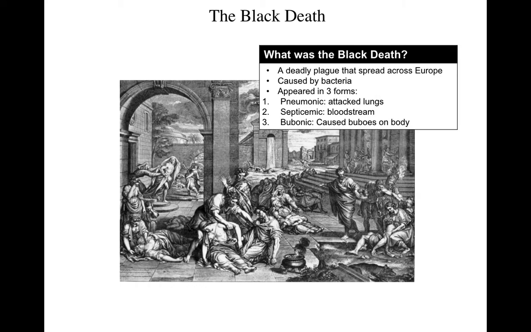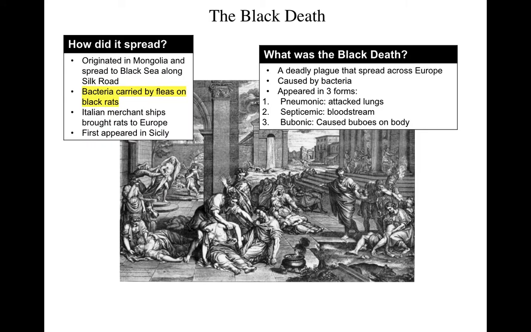So the Black Death, what was it? It was a deadly plague that spread across Europe. It was spread by bacteria. Remember, it was on the rats from Kaffa, okay? And there were 3 forms of it. The most common form was the bubonic. That's the third one on here. That's caused by buboes on the body, which were like big open sores. There was also pneumonic, where it was in the lungs, and septicemic, where it was in your bloodstream.